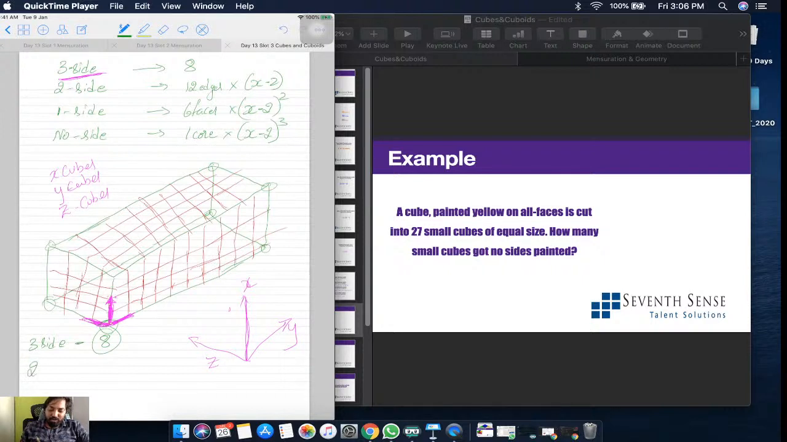Now, 2 side painted cubes. If you have understood the logic, you will be able to tell me the answer. If you have not understood the logic, then it will be very difficult. Can you tell me how many cubes will be 2 side painted? And you know the 2 side painted will be on the edges.